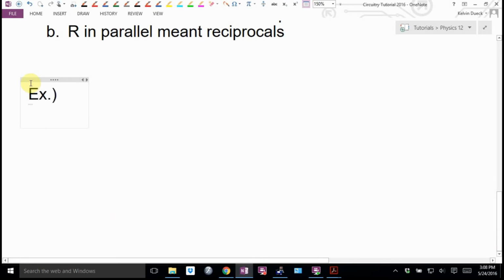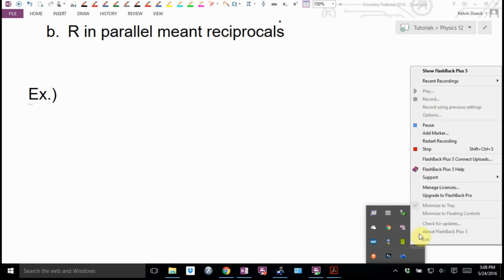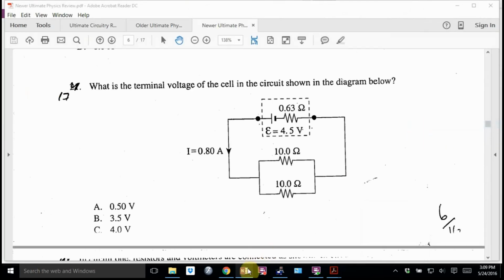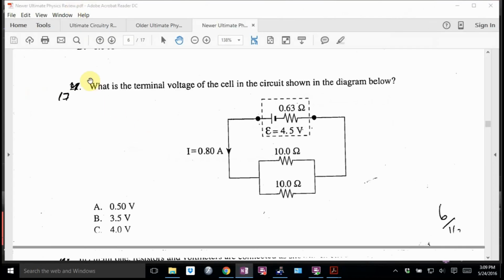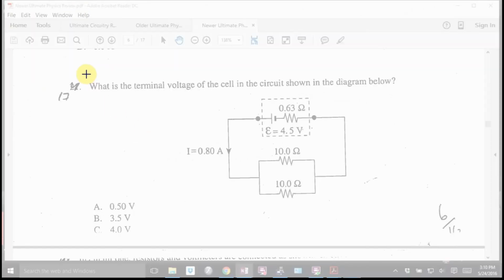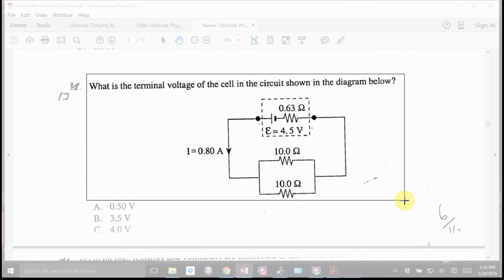Example. Pause the video for 1 second while I go find a question. What kids have been asking me about the most is this notion of terminal voltage. Terminal voltage. So here's a question here. It says, what's the terminal voltage in this particular cell?